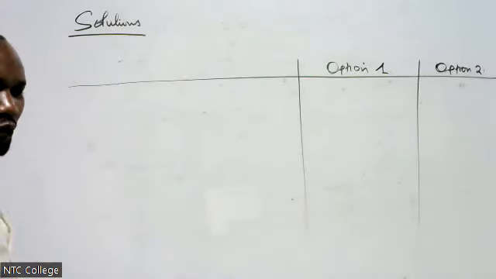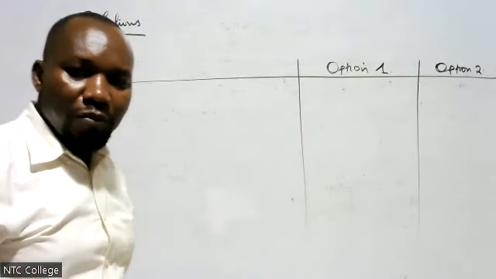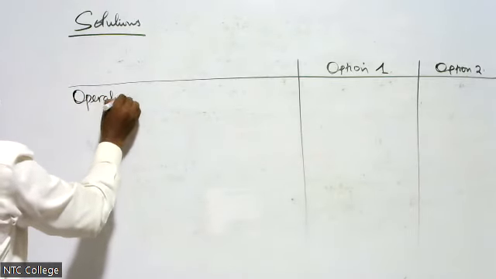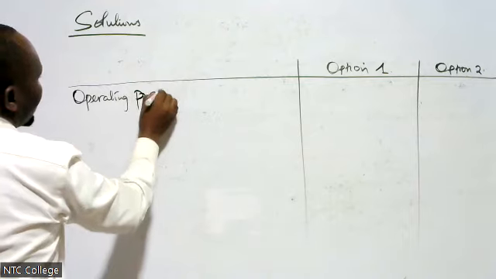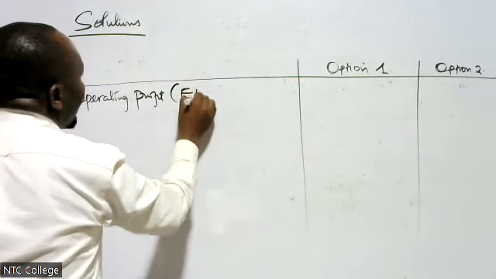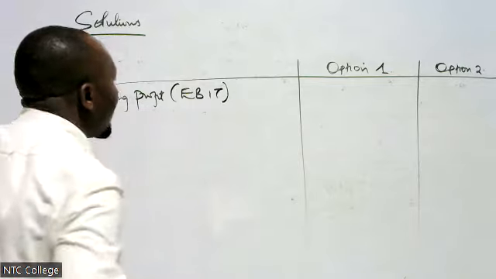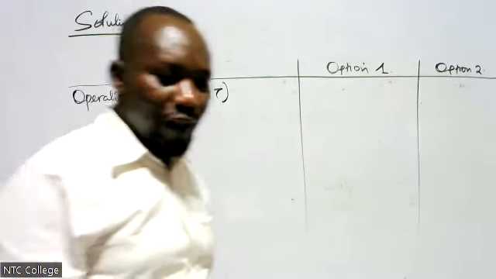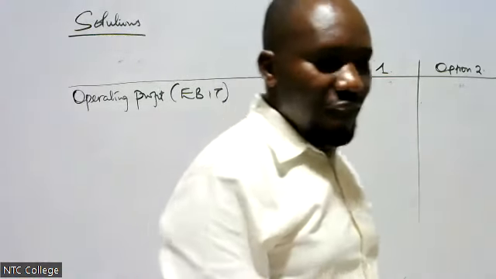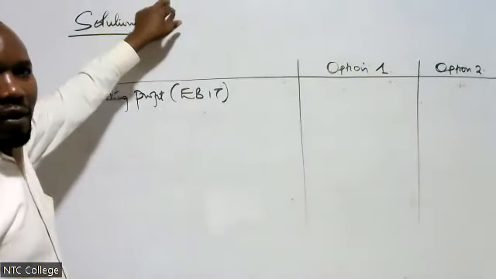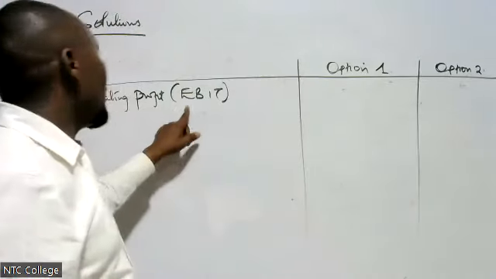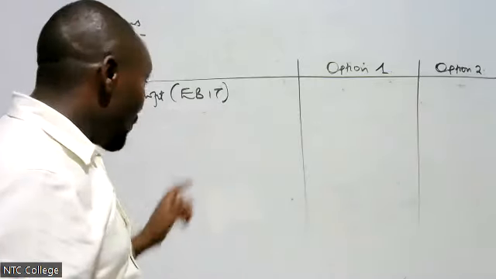Then here, we start with getting our profit, operating profit, which is also called earnings before interest and tax, EBIT. EBIT means earnings before interest and tax. Are we together? You can write somewhere at the top of the book: EBIT means earnings before interest and tax.